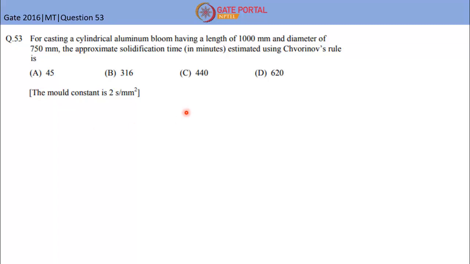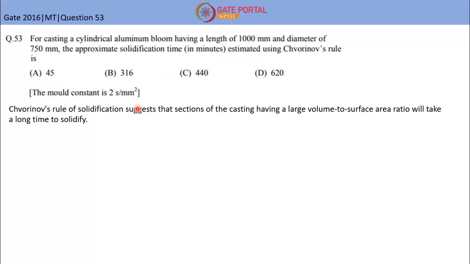Now we have to find out how much time it will take using this rule for this aluminium bloom to get solidified. So they have given dimensions of the bloom as well as the mold constant. So firstly, we should know what is Chvorinov's rule. Chvorinov's rule of solidification suggests that the section of casting having a large volume to surface area will take a long time to solidify.